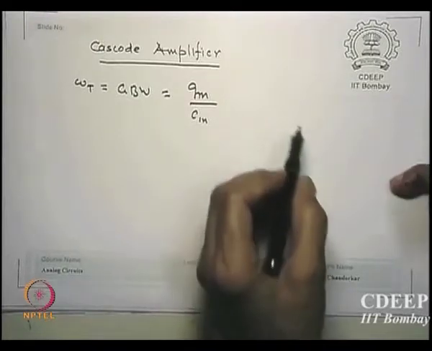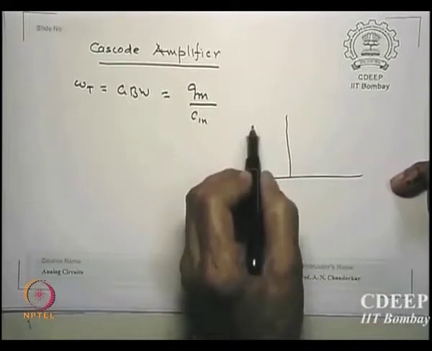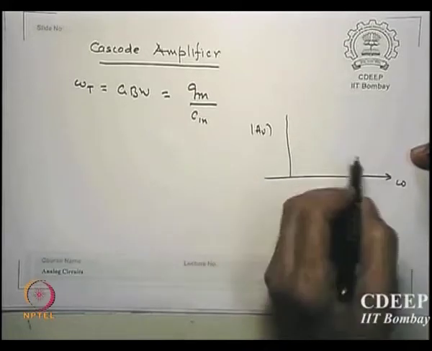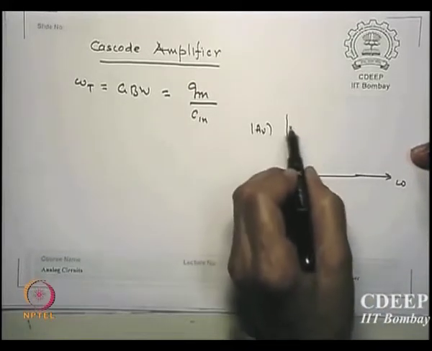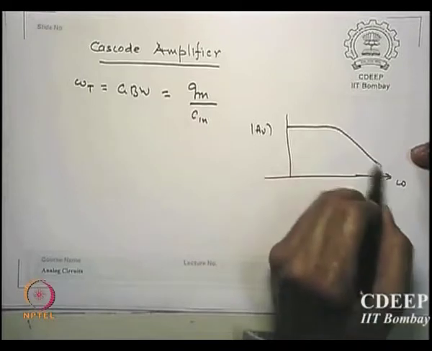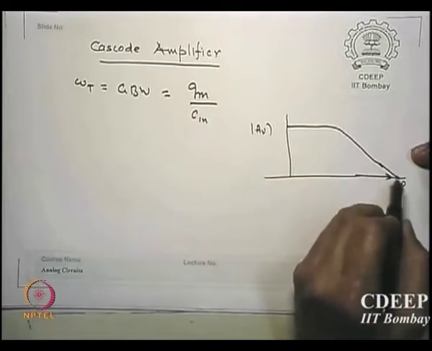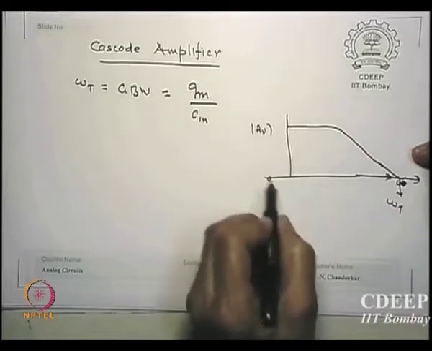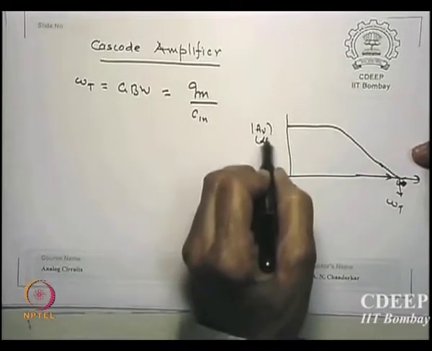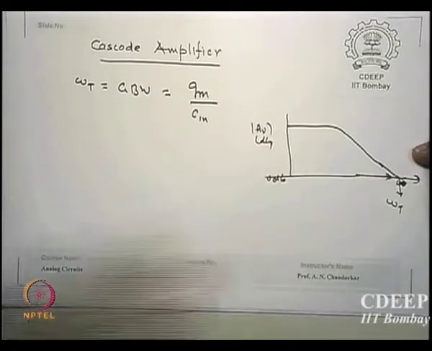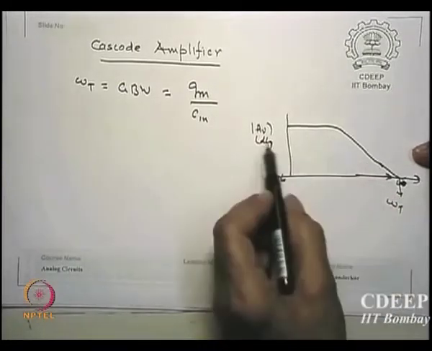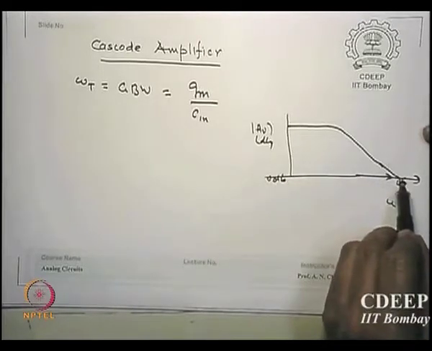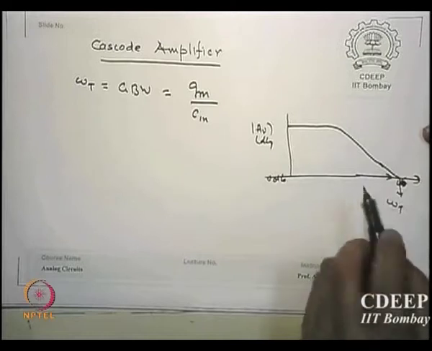Something we have not talked about right now is gain versus frequency. We will see later, but assuming for an op-amp, this is omega T, this is 0 dB. This is called Bode's plot, which we are going to do soon: the frequency response of a gain function. So whenever gain becomes unity, we say it's the fT or omega T.